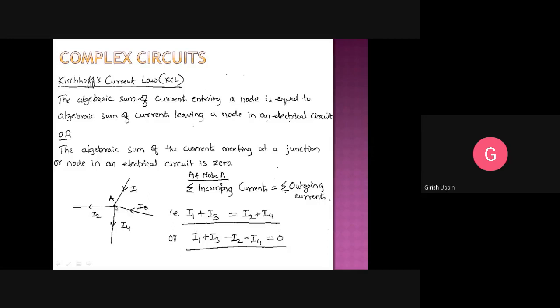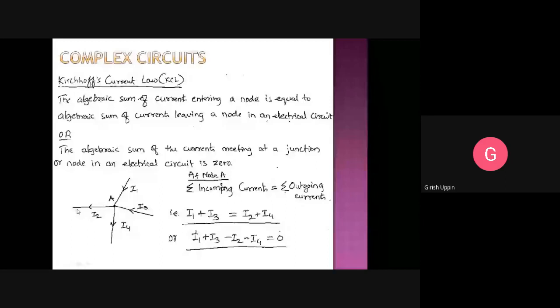I3 is also incoming current with respect to the node, and if you see the current I2, it is going away from the node, so the direction of the current flow is away from the node, or we can call it an outgoing current. I4 is also outgoing current. And what is KCL? KCL is: sum of the incoming currents is equal to sum of the outgoing currents, that is I1 plus I3 is equal to I2 plus I4.